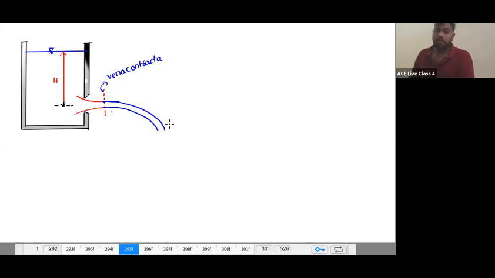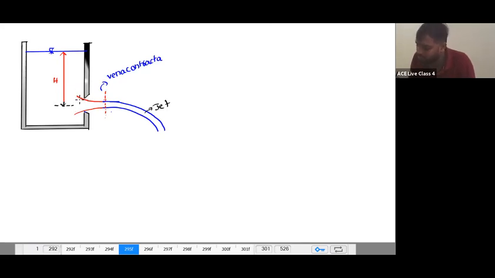So now this is how the jet emerges out. This is nothing but a jet. And what is the area of the jet? What is the actual area of the jet? Is it the area at the opening or the area at the vena contracta? You tell me. What is the actual flow area of the jet? The actual flow area of the jet is not the area of the opening.